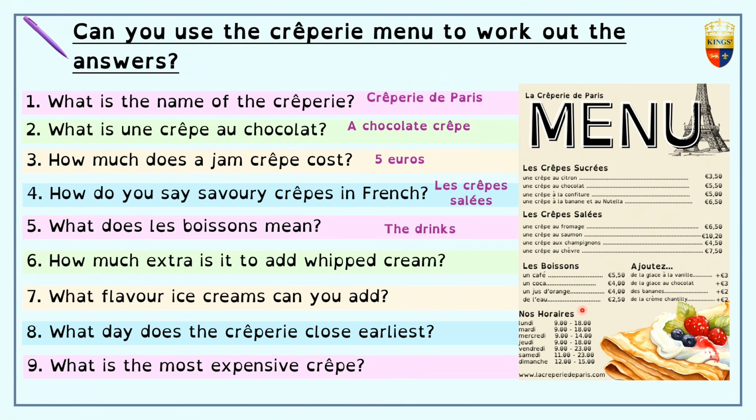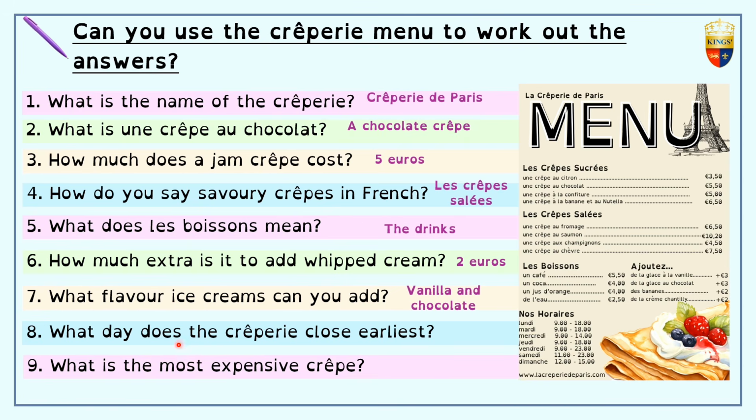So cream, to add whipped cream, it's going to be another €2. So give yourself a tick if you got that right. Then it says, what flavour ice creams can you add? So if we go on the add column again, you'll see there's two flavours of ice cream. La glace is the word for ice cream. And you can see that you can add either vanilla ice cream or chocolate ice cream. So those are your two flavors.